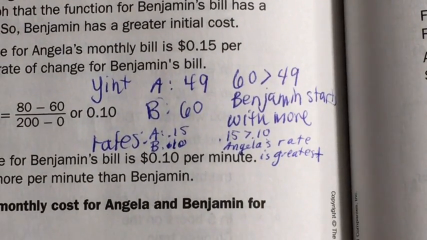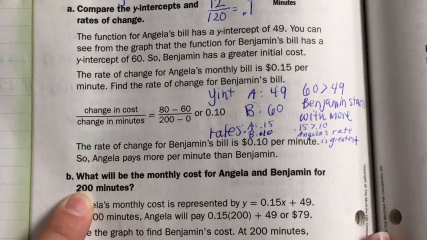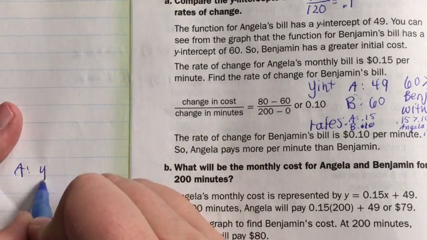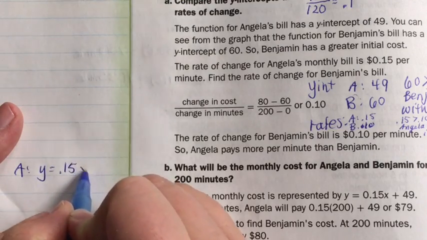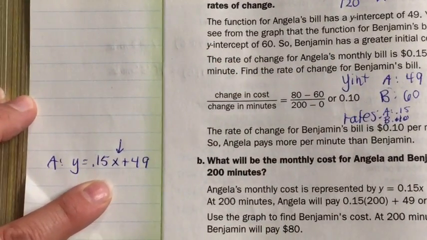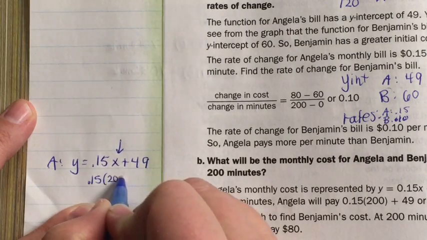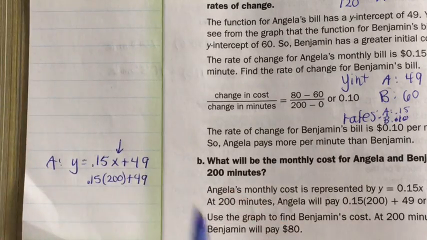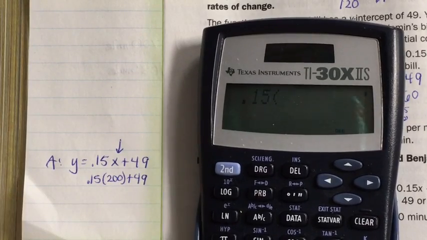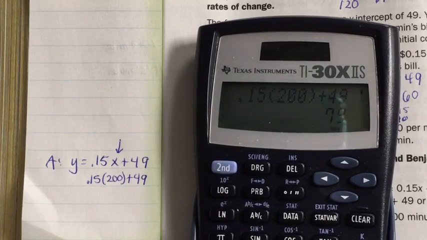So what they did here is they plugged in 200 for the x on both equations. So I'm going to do that over here. For Angela, the equation was y equals 0.15x plus 49. And in for this x, we're supposed to put 200. So 0.15 times 200 plus 49. If I put that into my calculator, I get 79.